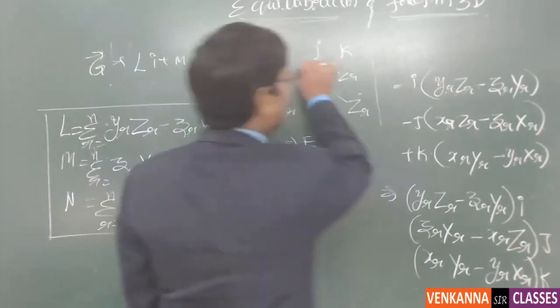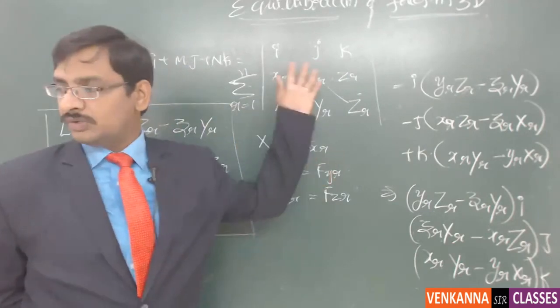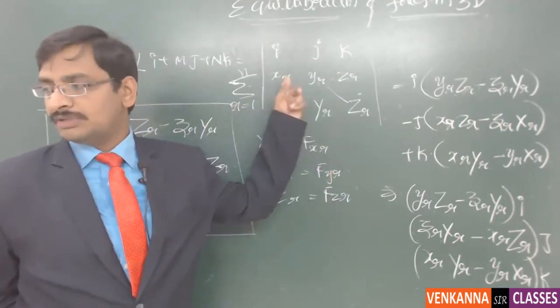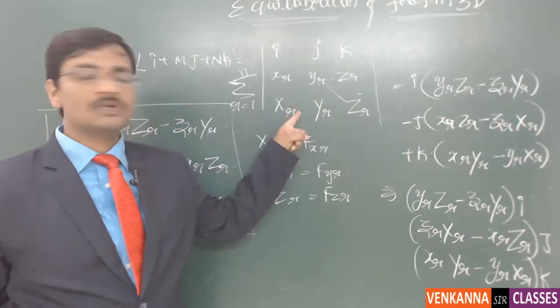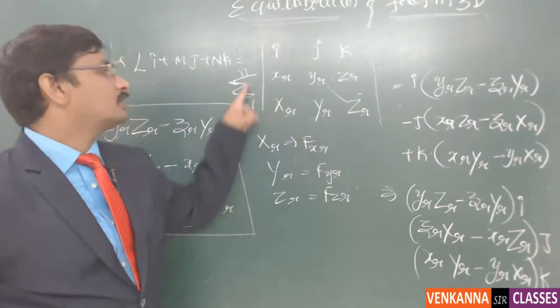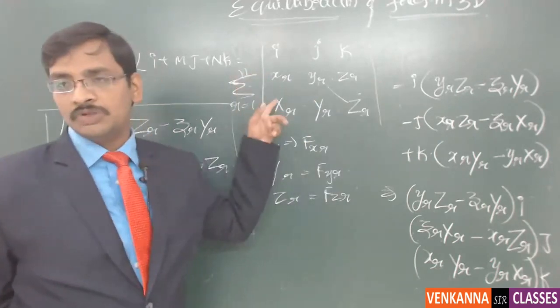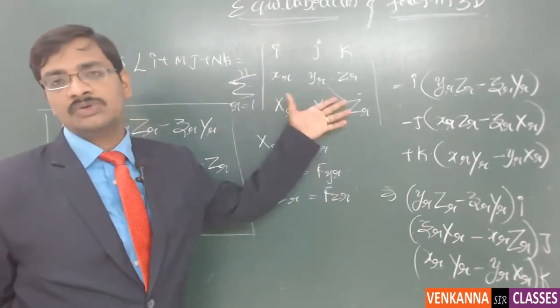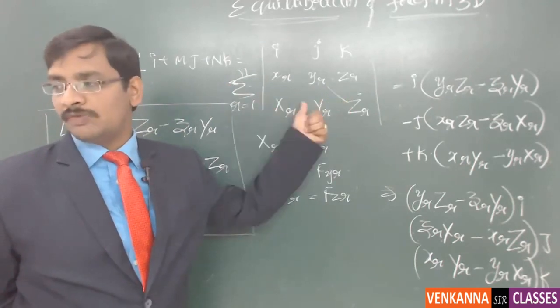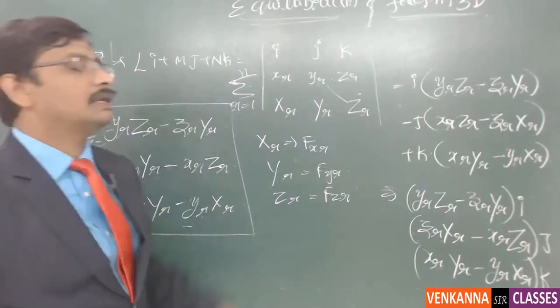So this is nothing but the cross product. As and when we want to do a cross product, we do it in determinant format. This is the position vector and this is the force vector, rth force and rth position vector. Now sigma r equals 1 to n gives all the force components multiplied with the position vector components. Then it gives the moment vector. So the sum of all the moments, taken together, is equivalent to Li plus Mj plus Nk.